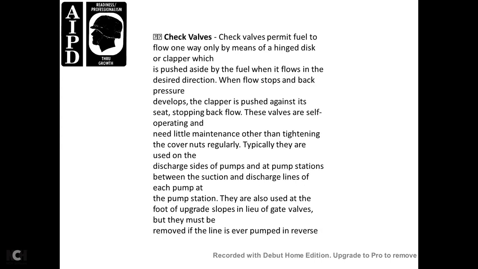Check valves permit the fuel to flow one way. The means is a hinged disc, or clapper, which the fuel pushes open as it flows in the desired direction. When the flow stops, it then backs up. A depression develops, and the clapper is pushed against its seat and stops the backflow.